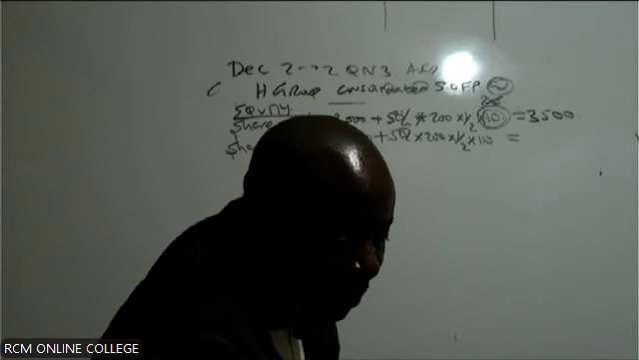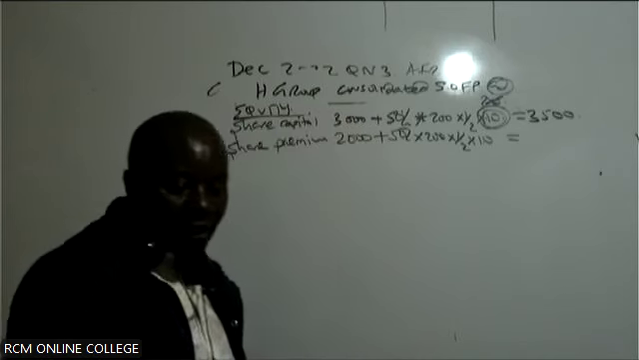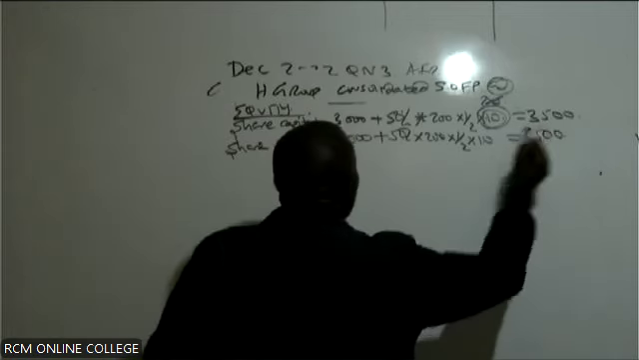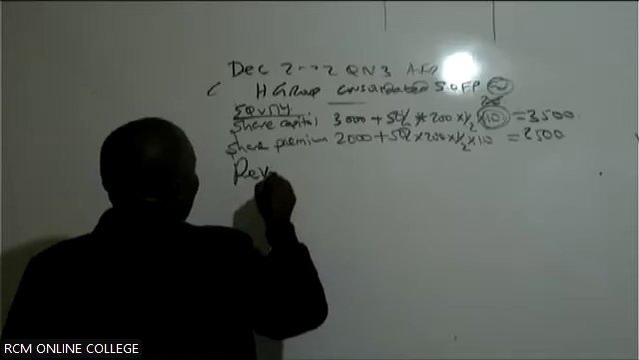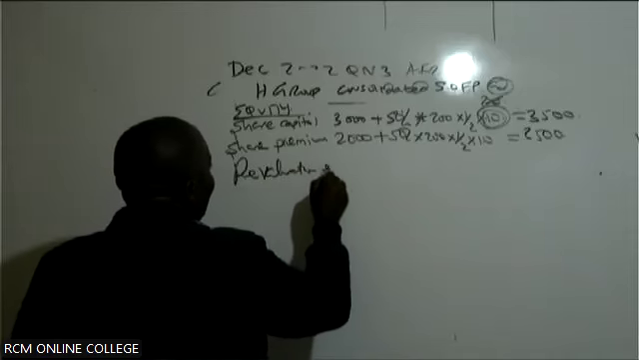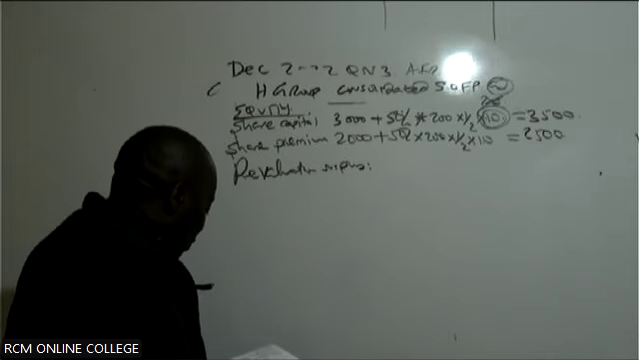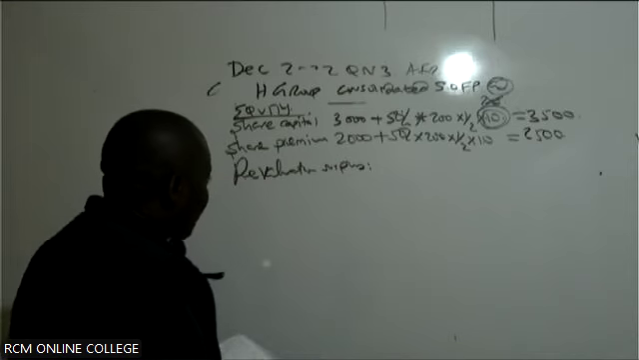Share premium is 200 what? 2,500, right? 2,500. Then we have a revaluation surplus there. Revaluation surplus, no adjustment. We take it the way it is. Revaluation surplus. Free mark, 480.